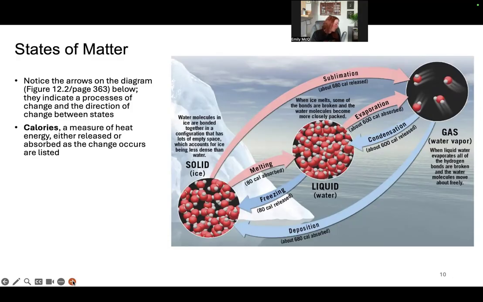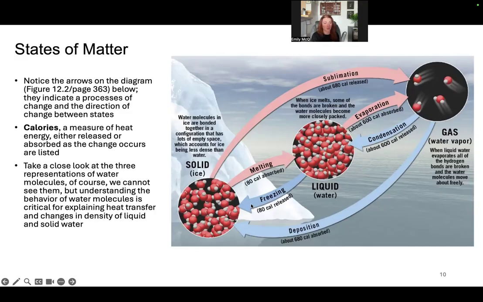We use the term calorie, which is a measure of heat energy. It's energy. Hopefully you're familiar with the term calorie, right? We consume calories. It is a form of energy. But energy, when it comes down to its simplest definition, energy is just heat. And that energy is either released or absorbed as these states of matter are changing.